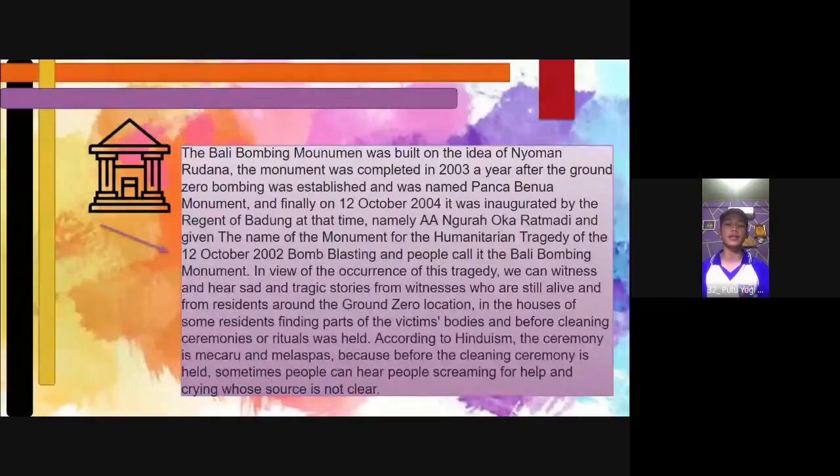In view of the occurrence of this tragedy, we can witness and hear sad and tragic stories from witnesses who are still alive and from residents around the Ground Zero location. Some residents found parts of the victims' bodies, and before cleaning ceremonies and rituals were held, according to Hinduism, the ceremonies are Macaru and Laspas. Because before the cleaning ceremony is held, sometimes people can hear some people screaming for help and crying, which was not clear. So for your information, guys, the monument is just a memorial of an incident.